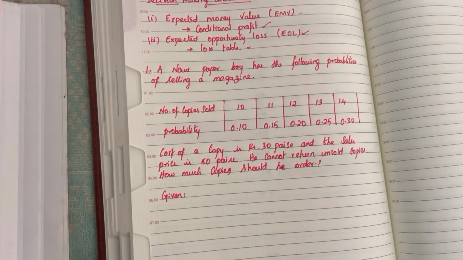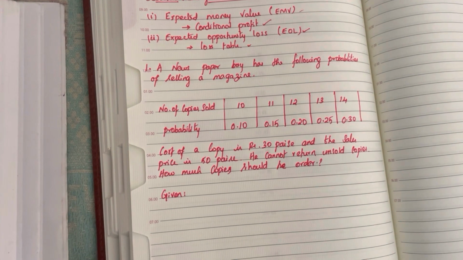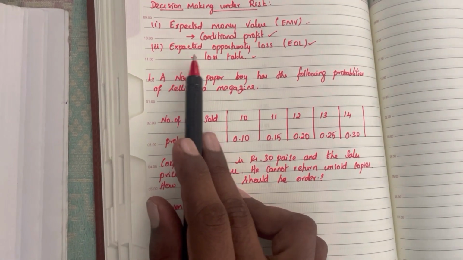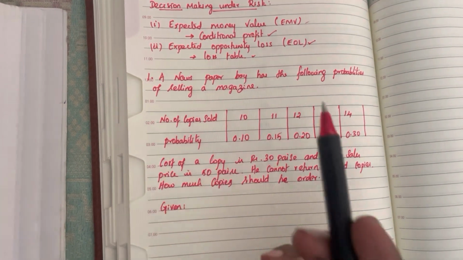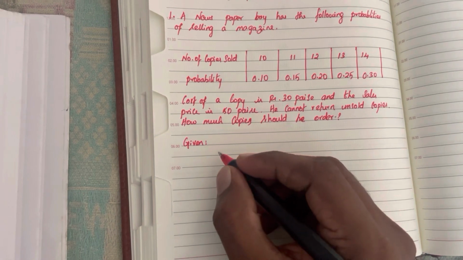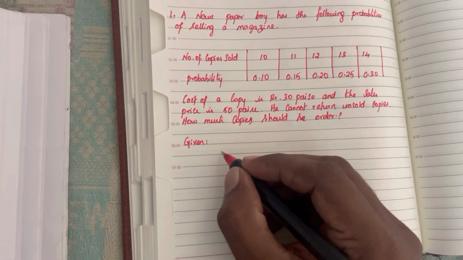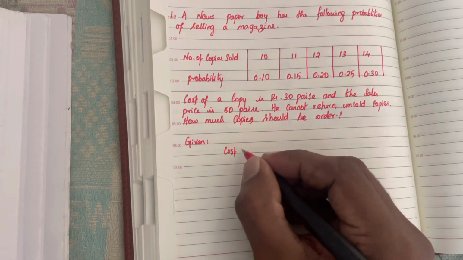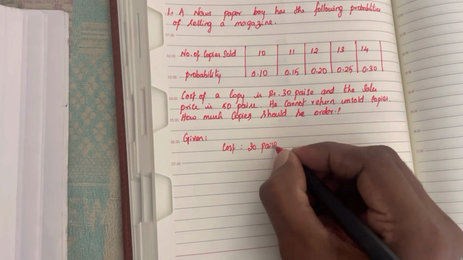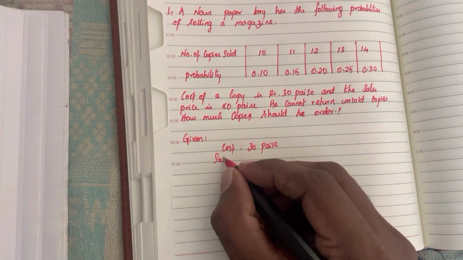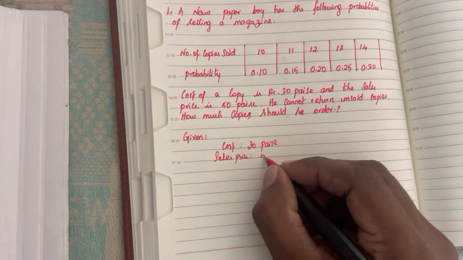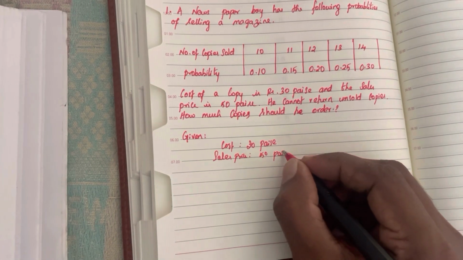In this situation, we are going to take a decision by using your expected money value and by using your expected opportunity loss. So let us see this problem. First let us write whatever is given in this problem. The cost is 30 paise and the sales price is 50 paise.